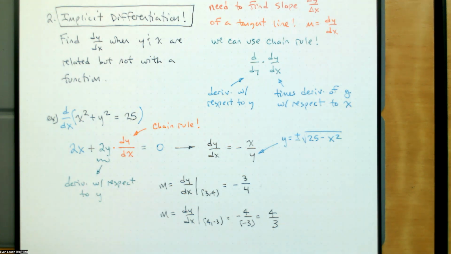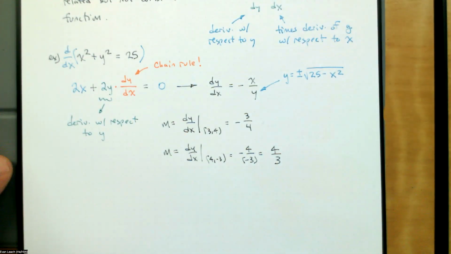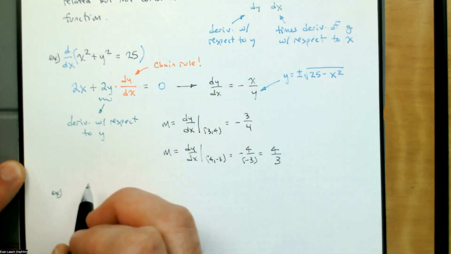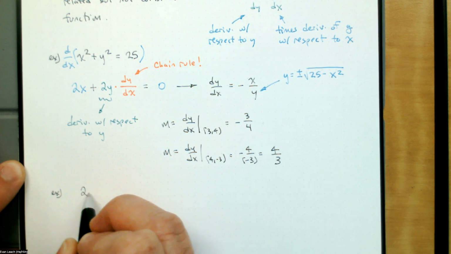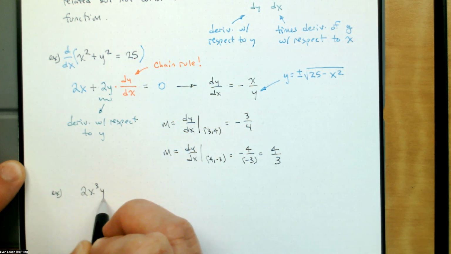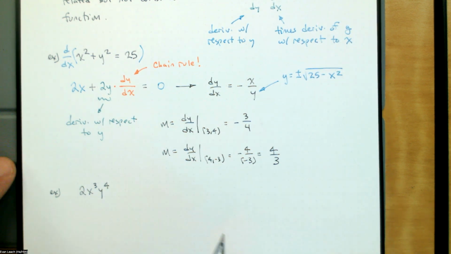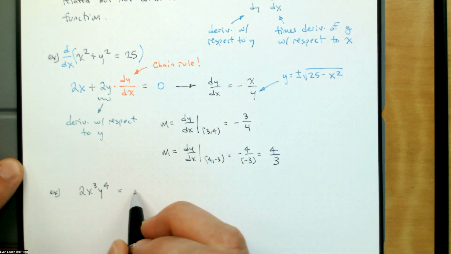At this point, it's just a matter of getting used to finding dy dx through implicit differentiation. So if we had some weirdo function, if I had, let's say, 2x cubed y to the 4th equals 10.